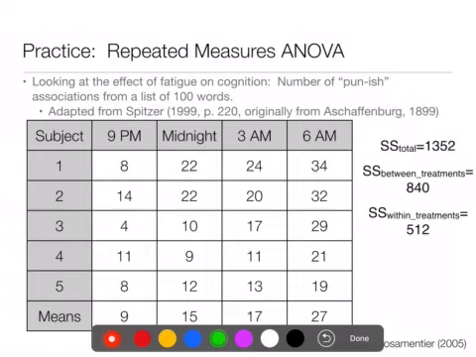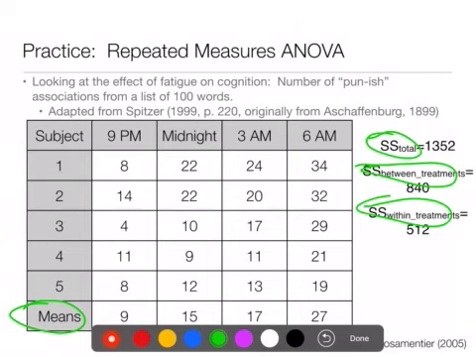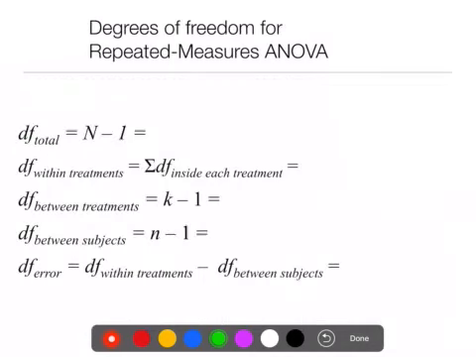So this is what we've been given. We've been given our means, we've been given our sums of squared total, our sums of squared between treatments, and our sums of squared within treatments. Okay, we still are going to calculate all of the degrees of freedom from this step.